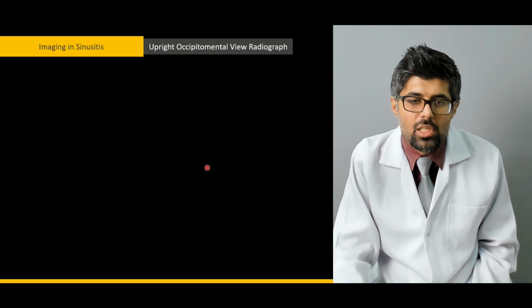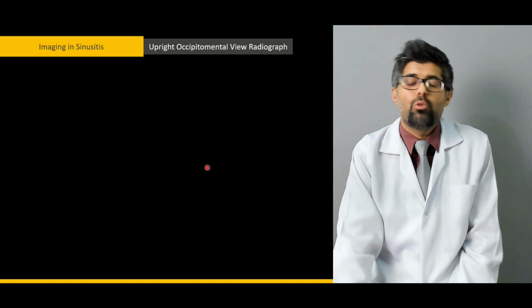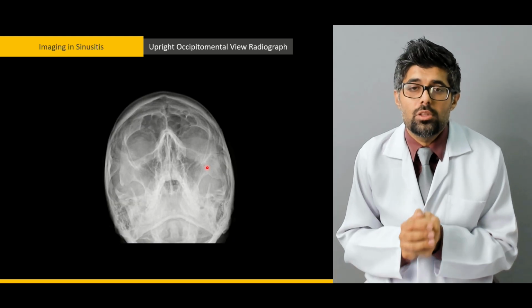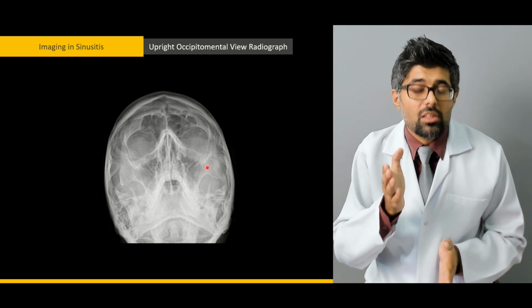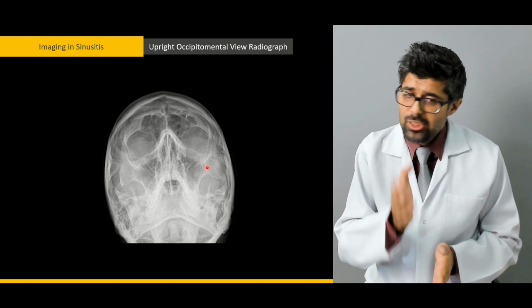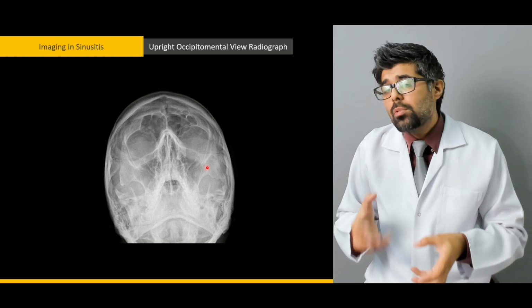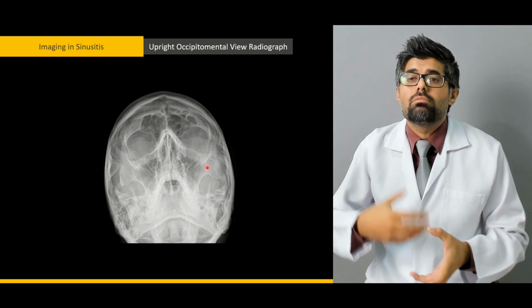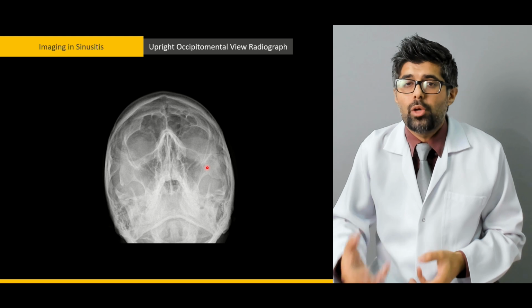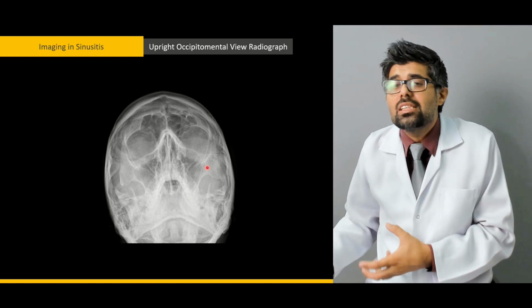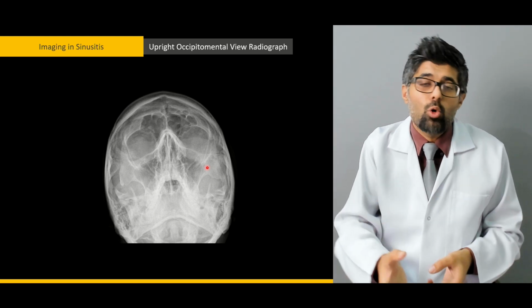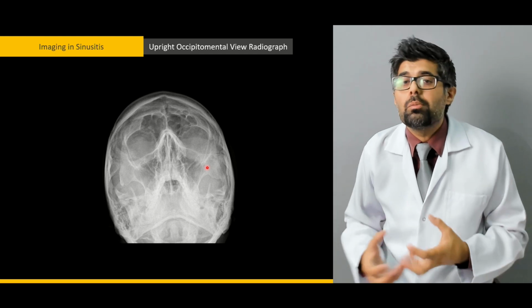Next, we have the upright occipitomental view radiograph, or simply as it's called, the Waters view. Now, this view is very, very important. First of all, it's a conventional radiograph. It's not a CT scan. When we have purulent sinusitis, we have to evaluate and examine how the treatment is going on. Now, we cannot do a CT scan at each interval, but what we can do is perform the Waters view to evaluate how the treatment is going.